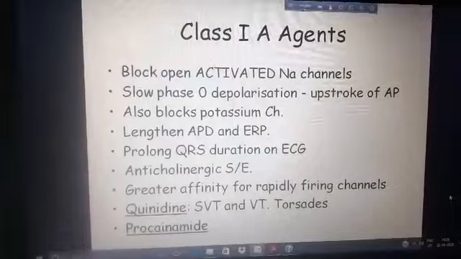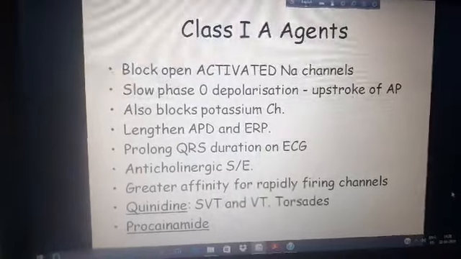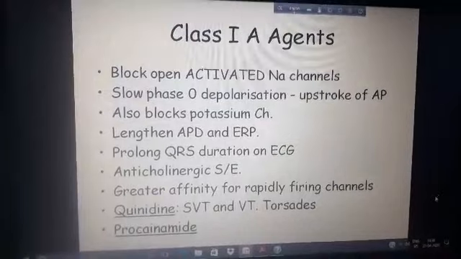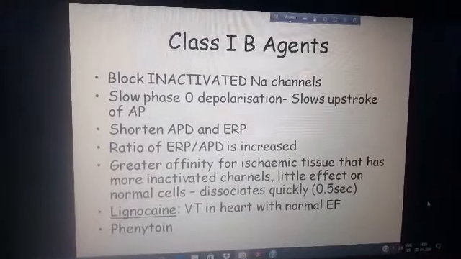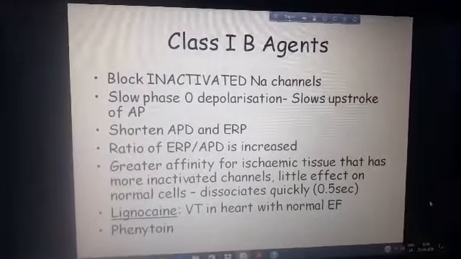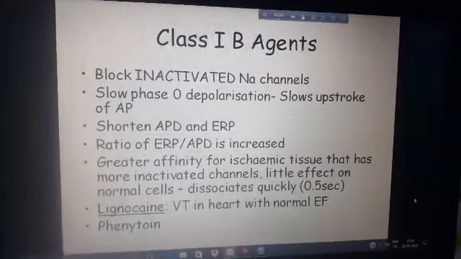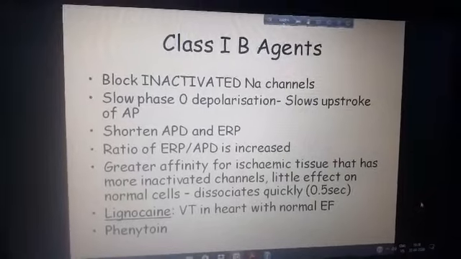Quinidine is used in the treatment of SVT and VT, and also torsades de pointes, that is the ventricular arrhythmia. Procainamide is another example. So remember this, quinidine, procainamide. Class 1B is very commonly used in the treatment of ventricular tachycardia due to myocardial infarction. They block the inactivated sodium channel mainly.